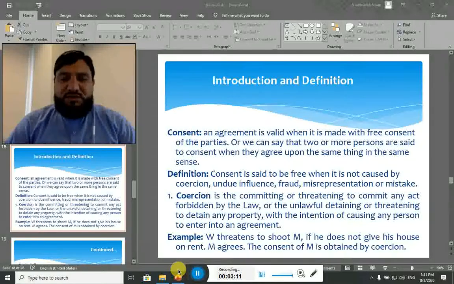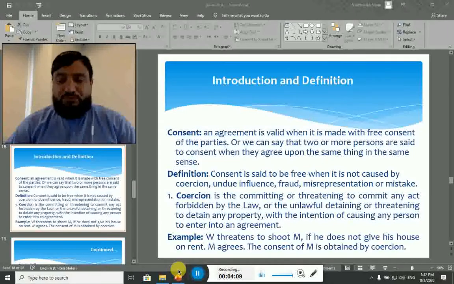Consent is said to be free when it is not caused by coercion. Coercion here means force. Undue influence means to be in a superior position than the other, and fraud and misrepresentation or mistake. So any consent which is due to coercion, undue influence, fraud, misrepresentation or mistake is not a free consent. The consent is said to be not free when it's taken by these elements, right? So in order for a contract to be valid, both of the parties should have free consent.